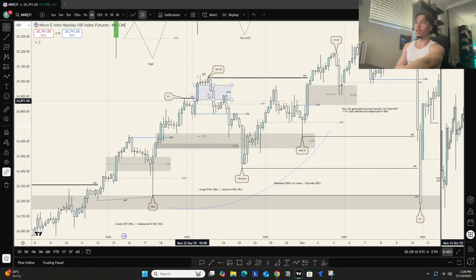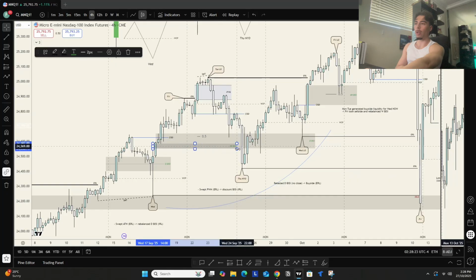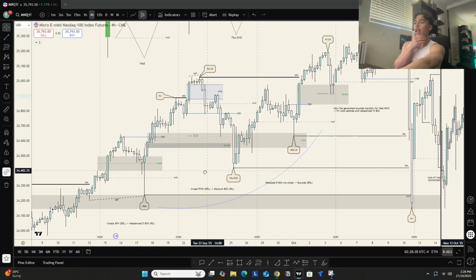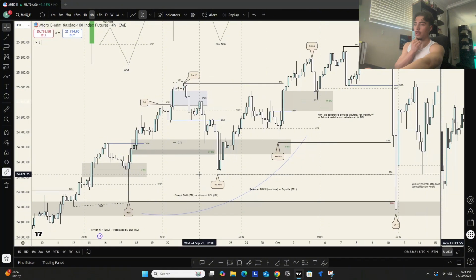So we've swept ERL, Tuesday high of week. Into Thursday, what did we do? We came into this 4-hour BISI right here. You can see this 4-hour gap right here. Price came in and targeted that, in a discount. That did form this low here on Thursday, like I said.